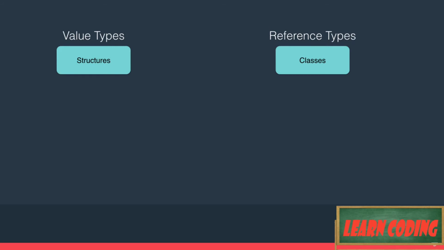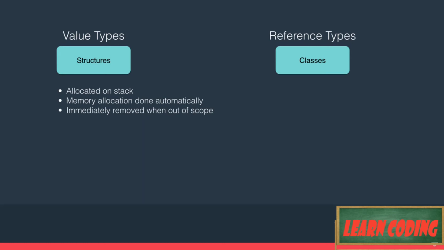When you create a variable that is a value type, a part of memory called stack is allocated for that variable. This memory allocation is done automatically, so you don't have to worry about it. When this variable goes out of scope, it will immediately get removed from the stack by runtime or CLR.